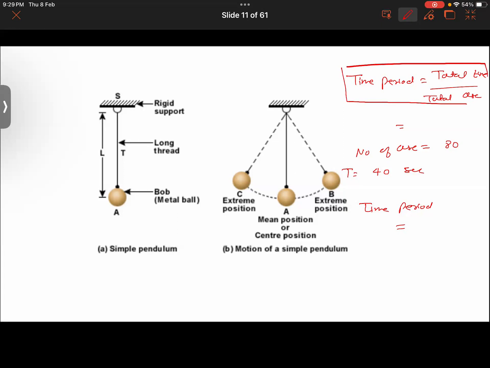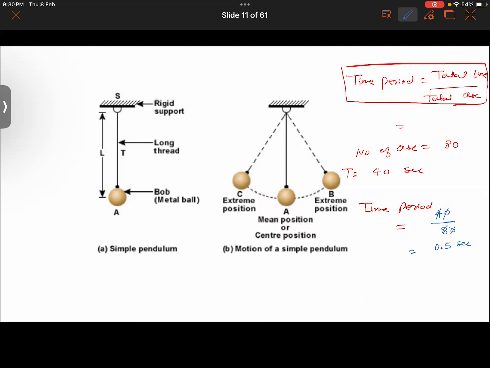We convert it into decimal form, right? You have to convert it into decimal if you are getting a value in fraction. So what value are you getting? 0.5. Both of you, right? Correct then. So 0.5 seconds it takes to do one oscillation.